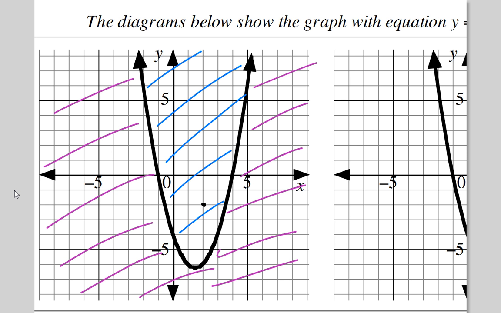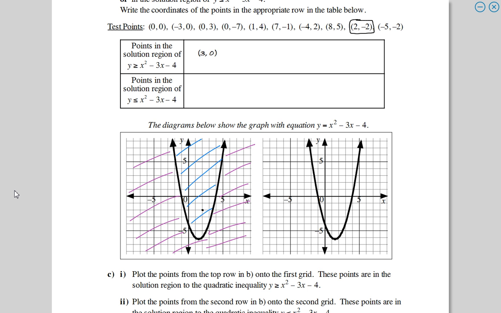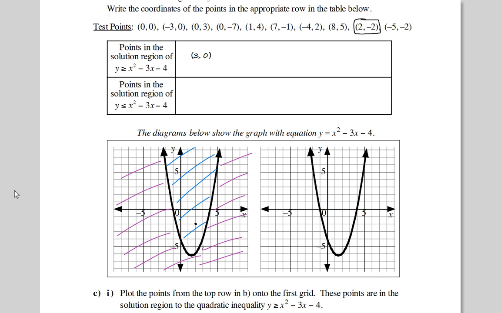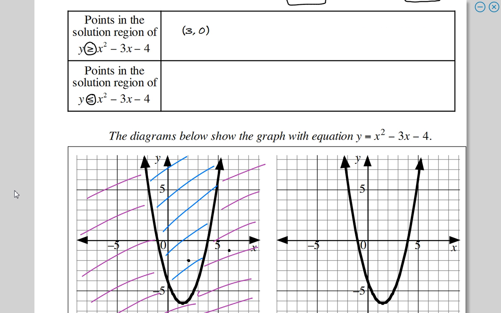So where does our test point lie? In the blue region, right? Let's pick one on the outside. Where's one going to be on the outside of that? 7, negative 1? Okay, so these 2 points: 7, negative 1 is in the purple, and 2, negative 2 is in the blue. So how do we know which one is which? Well, it comes down to this. Which one is blue and which one is purple?